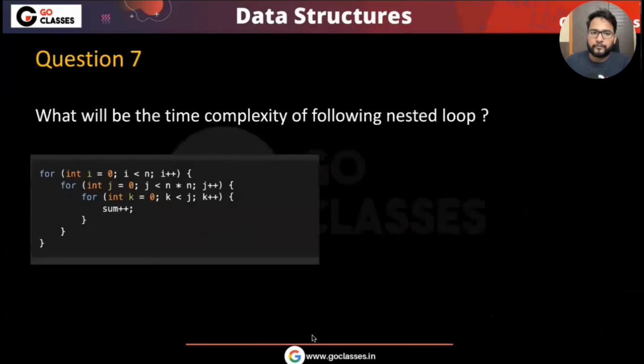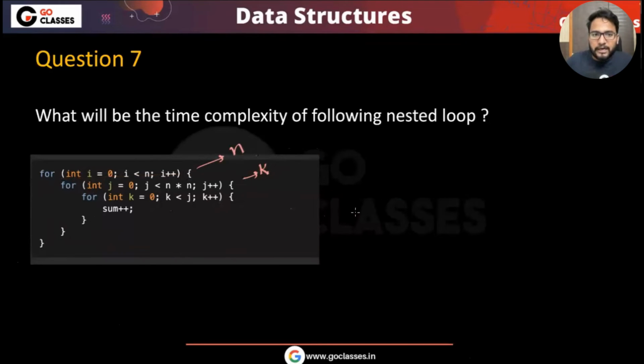Now let's see this. What will be the time complexity of the following nested loop? This is going to run n times, n square times, and here, yeah, that's interesting. So what is the answer here? I think this is also going to run n square times, right? Instead of n square, let's take it k. So this is going to run k times. Let's just focus on this loop only. Later I will multiply by n.